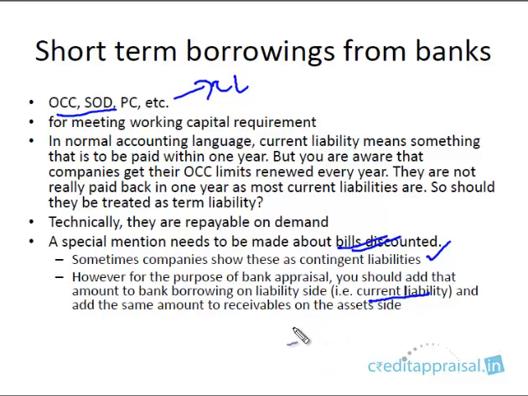And what you have to do, you have to show this amount under the liability side, because this figure is available from the contingent liabilities usually, or given as a note somewhere. Take that figure, put it in the liability side under current liability, add it to the bank borrowing on the liability side, and add an equivalent amount to the receivables on the asset side. This is one modification you need to do when you come across an item called bills discounted.